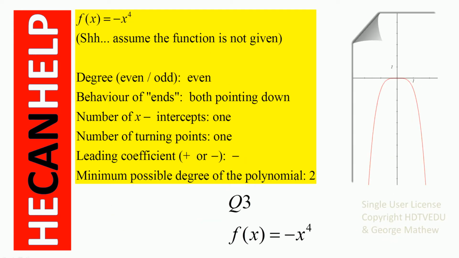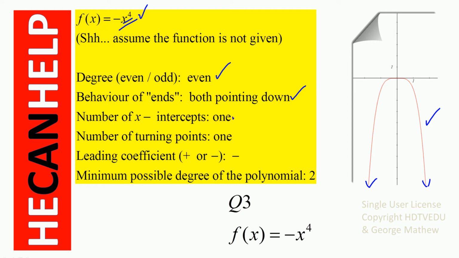Next is f of x equals negative of x to the power of 4. Well, this is our graph. So the graph is opening down. So it is going that way. All right, what is the degree? It is even. Why? Both ends are pointing down. So no question about the even, no question about pointing down.